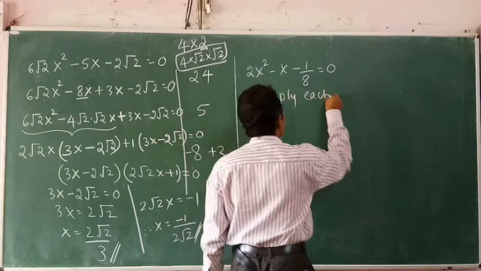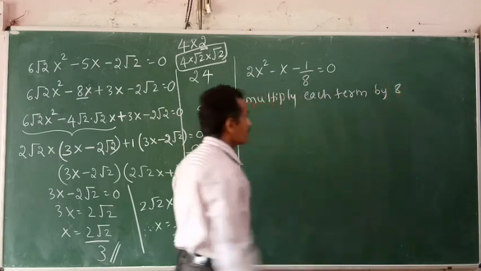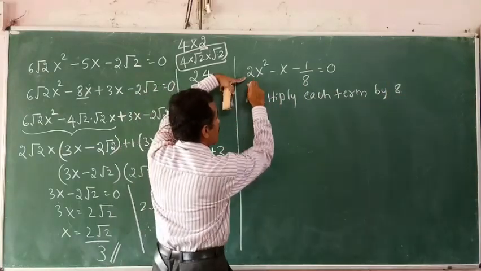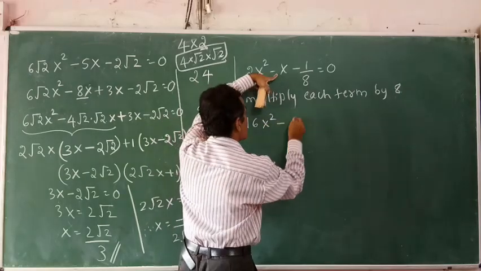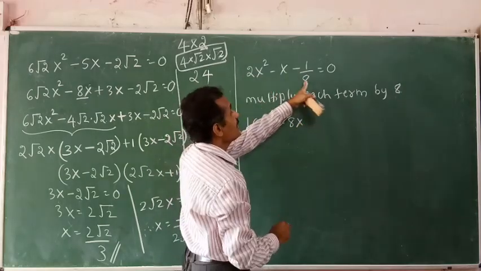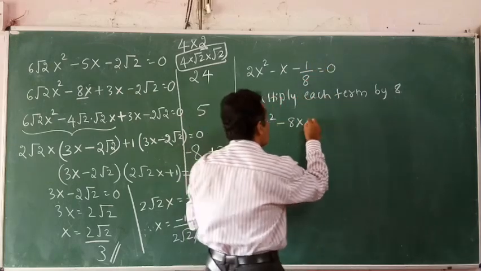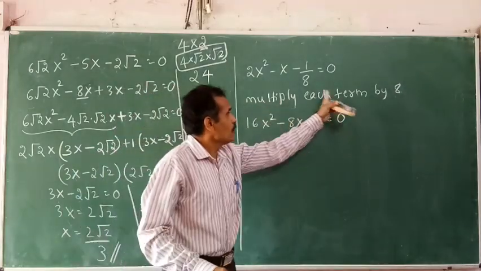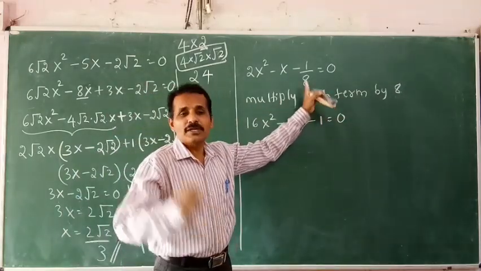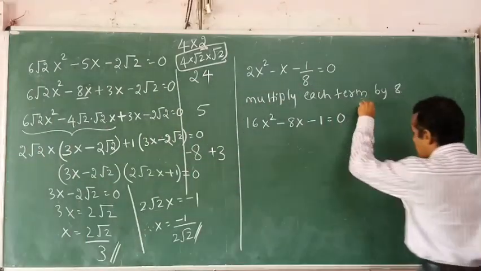Multiply each term by 8. What happens? First multiply here by 8. It is 16x square. Multiply here by 8. Minus 8x. Multiply here by 8. 8 gets cancelled. Minus 1 is equal to 0. See, this method is only to remove this denominator, so that I can solve the problem very easily. Let me see how to solve the problem.